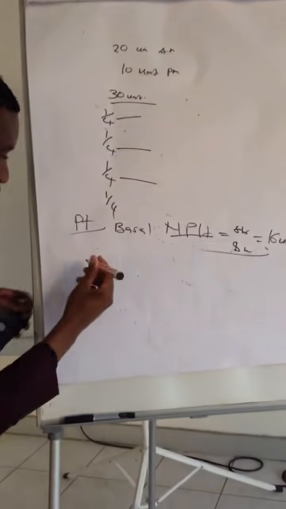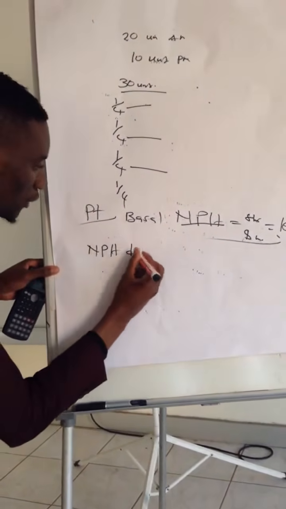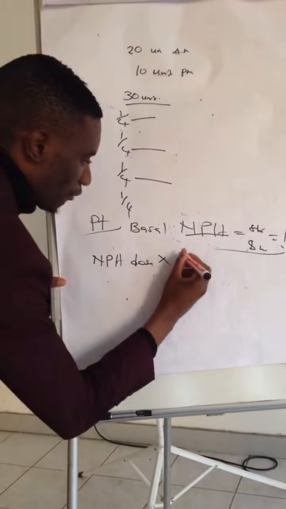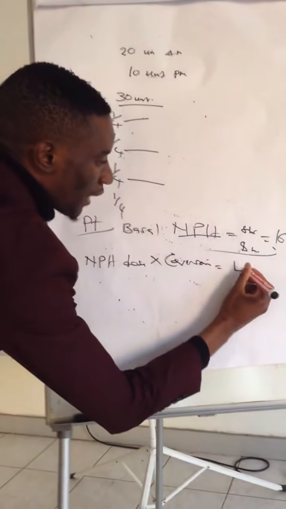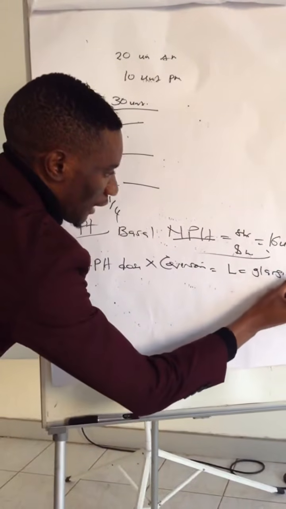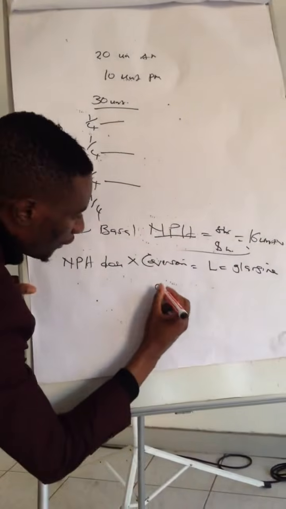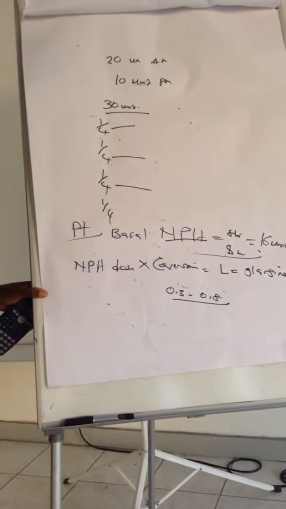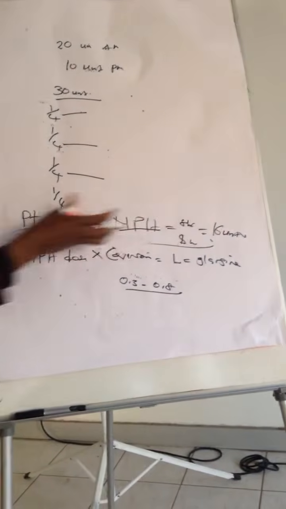So this is what you do now. You take your NPH dose times the conversion factor, and that is equal to a long-acting insulin. In this case, of course, we're going to call it glargine. So the conversion factor that we use is 0.3 to 0.8. This is the conversion factor. So let me give an example. This patient was getting how many? 16 units, right? Total for basal insulin.